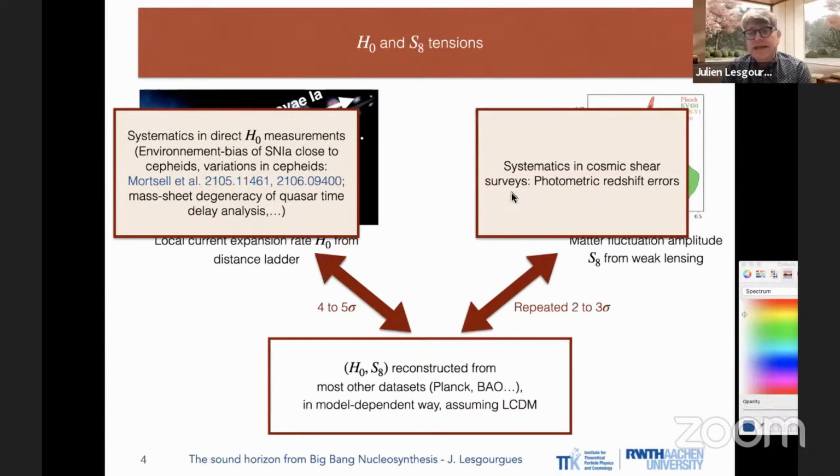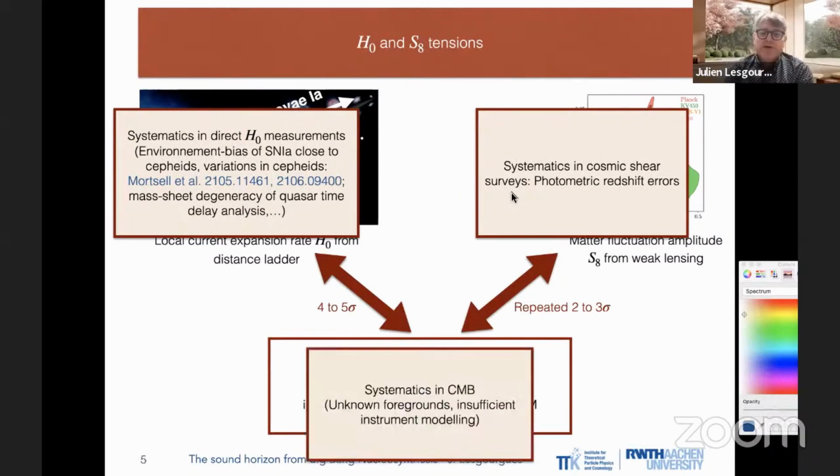On the side of S8, people tend to agree that the weakest points are redshift errors when you try to infer the redshift of the lensing galaxies in a photometric survey. This is a very difficult problem, and people have a hard time agreeing on a good method, and this problem will only be solved when we have much better data from forthcoming surveys like DESI, Euclid, LSST. People also put in question systematics in the CMB, although in my opinion it's really very hard to find new important systematics that would really change the CMB predictions.